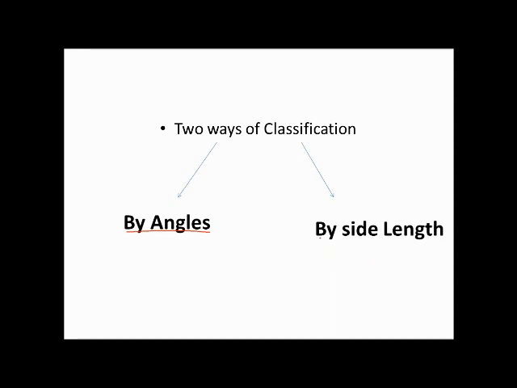And the second way is to differentiate by side length. So there's two ways. The first way is to differentiate by angles. The second way is to differentiate by side length.